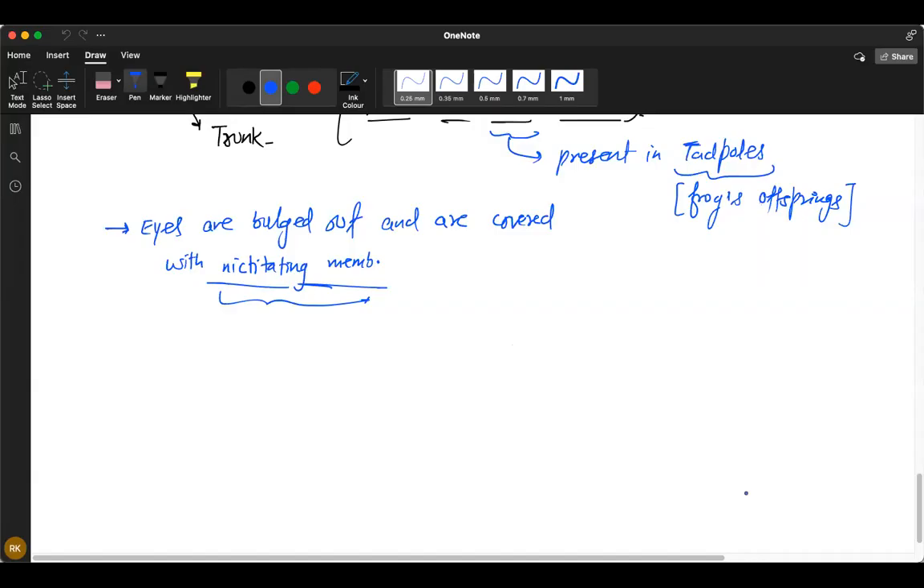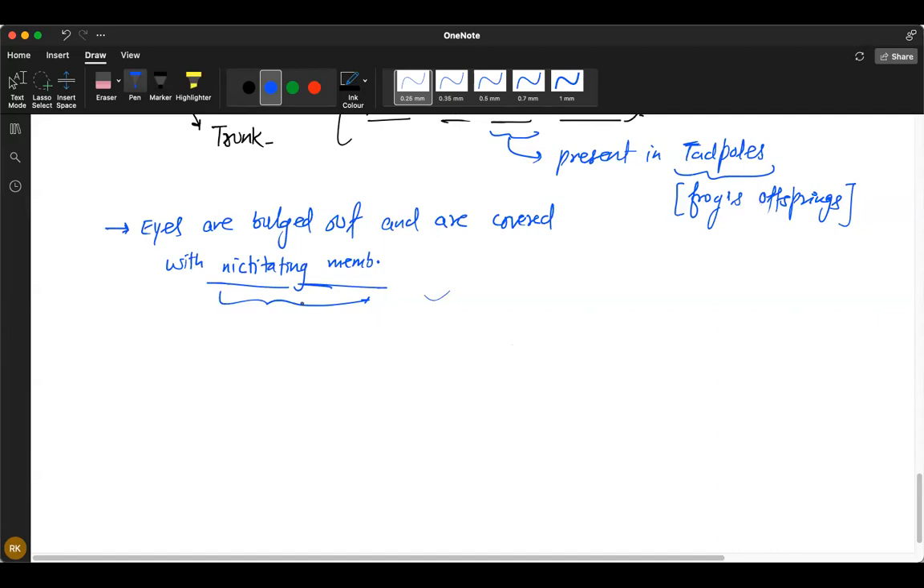So now let's go back to our notebook. So that is the nictitating membrane, which covers the eye, and it helps the frog to protect the eye and still look when it is underwater, like to be able to see the surroundings when it is underwater. Okay.